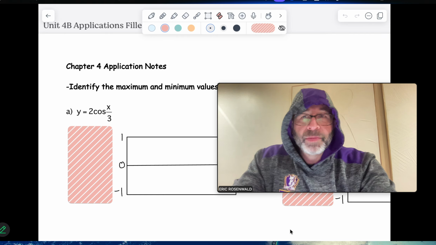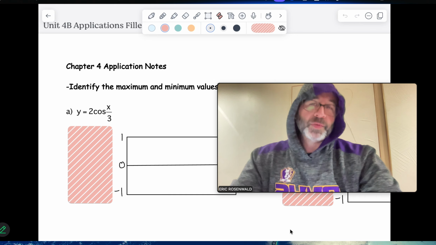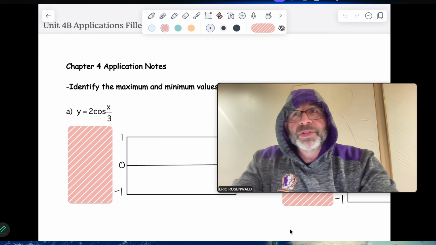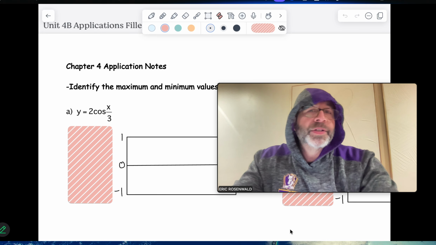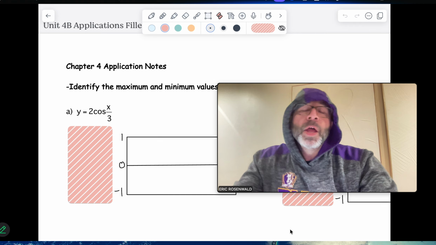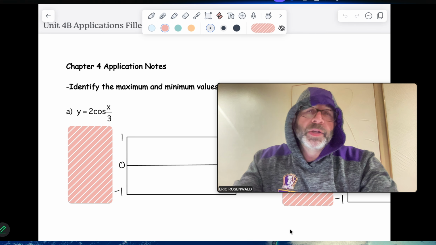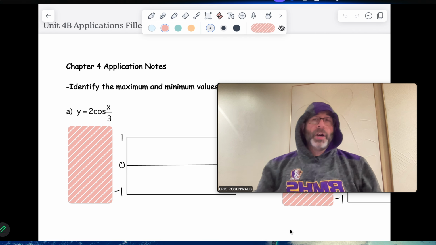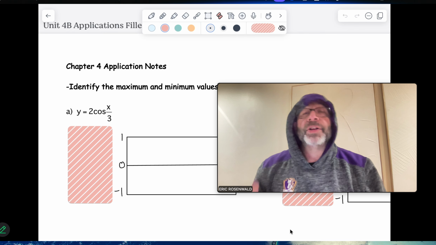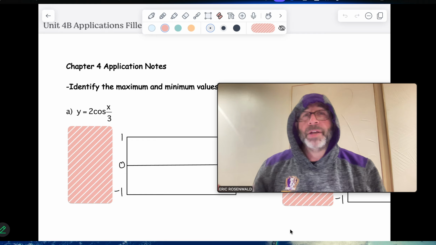Rosenwald here talking about Chapter 4 applications, which is dealing with the graphs of sinusoidal functions. What I would describe this as is, if you've ever been into an escape room, you have to take little bits and pieces of the puzzle and figure out what is happening. Well, that's what's happening with these applications. What we're looking for are patterns that take place, little details that we'll notice, and we're going to use that to figure out some other information.